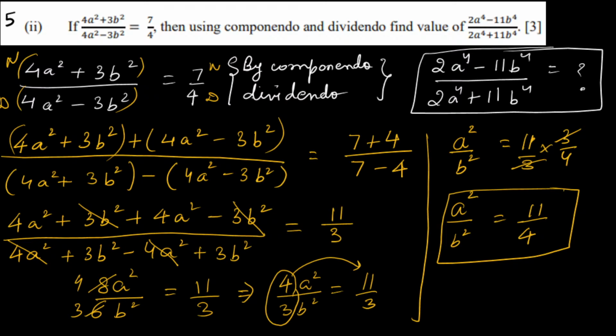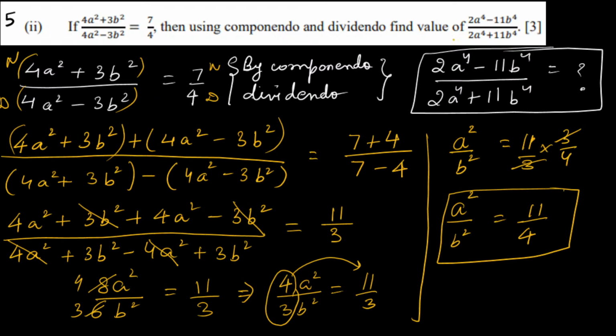So a square by b square, because I see many different answers. 11 by 3 also I am saying. I want you to give me the correct answers. As Tarun has given me the correct answer, only cancellation he has to do. So 11 by 4 we will get. Yes, 11 by 4. A square by b square is equal to 11 by 4.